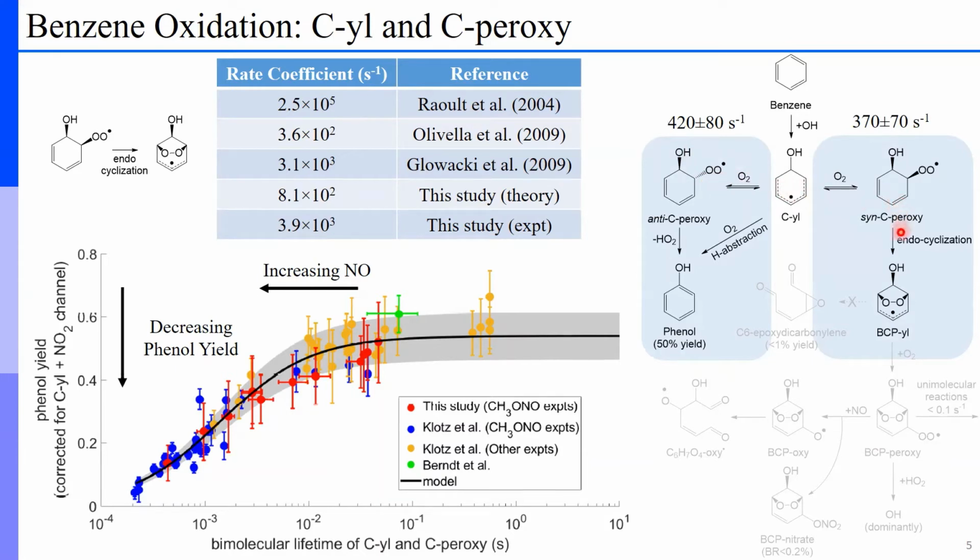Further, the endocyclization rate is estimated to be about 3,900 per second, which is very close to the calculation by Glowacki et al. The take-home message from this slide is that under atmospherically relevant conditions, the effective production rates of phenol and bicyclic radical are similar. So roughly half of the carbon funnels into phenol and the other half goes into this bicyclic radical channel.